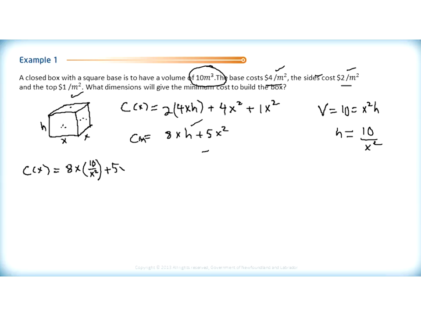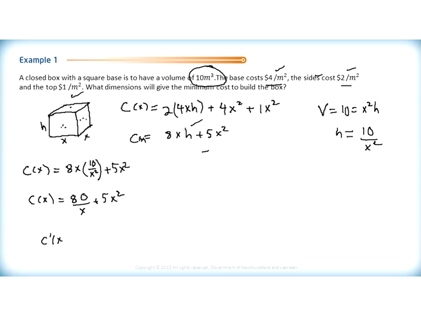plus 5x squared. So given a list of constraints and rules and all kinds of things, we're able to figure out that if we take 80 divided by x plus 5 times x squared, where x is the length of the base, then that'll tell us how much it costs to make that box. We want to minimize the cost to make the box, so we could make x as small as we want or as big as we want, but obviously it's going to be somewhere in the middle that we're going to get our optimal cost. So we're looking for critical values really.